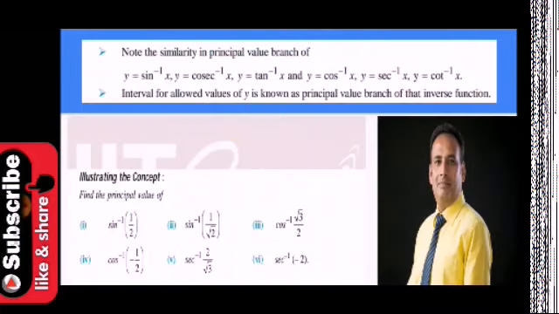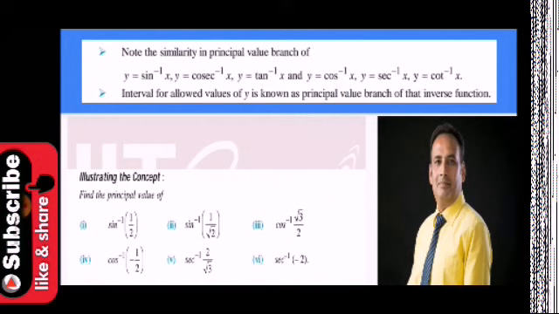This much only you have to always keep in your mind. Now note the point, the similarity in the principal value branch. y equal to sine inverse x, y equal to cosec inverse x, y equal to tan inverse x, y equal to cos inverse x, y equal to sec inverse x, y equal to cot inverse x. Intervals for allowed values of y are known as the principal value branch of that inverse function. Means that will be the range of the function.